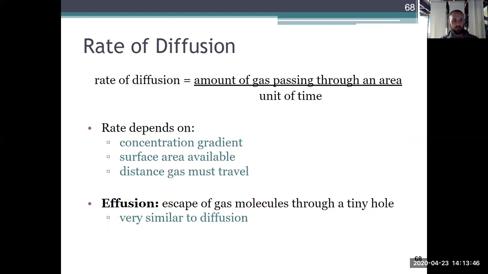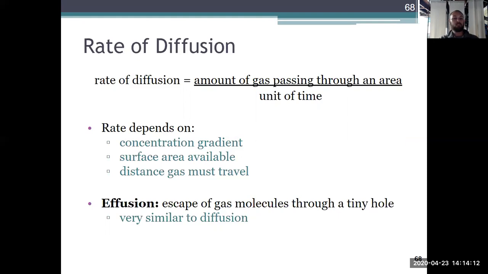So will the surface area available, right? How wide is that opening in the middle, for example, and the distance that the gas has to travel. Right? So as you increase the concentration gradient, you increase the rate of diffusion. As you increase the surface area, you increase the rate of diffusion. If you increase the distance the gas has to travel before it can diffuse, then you decrease the rate.